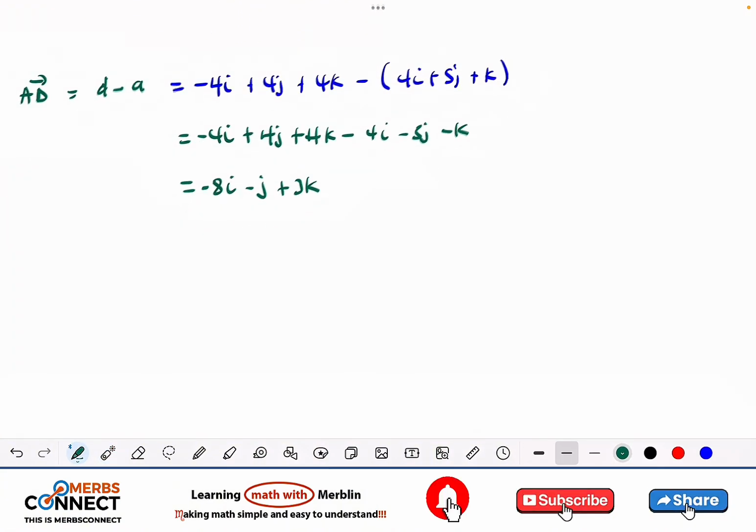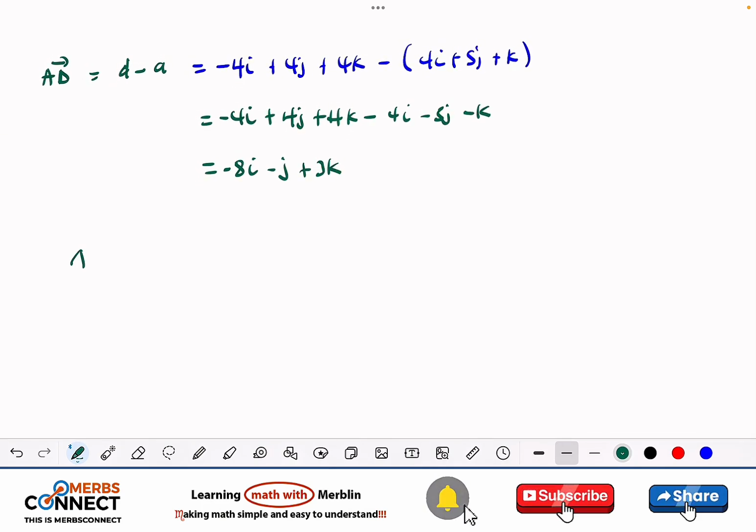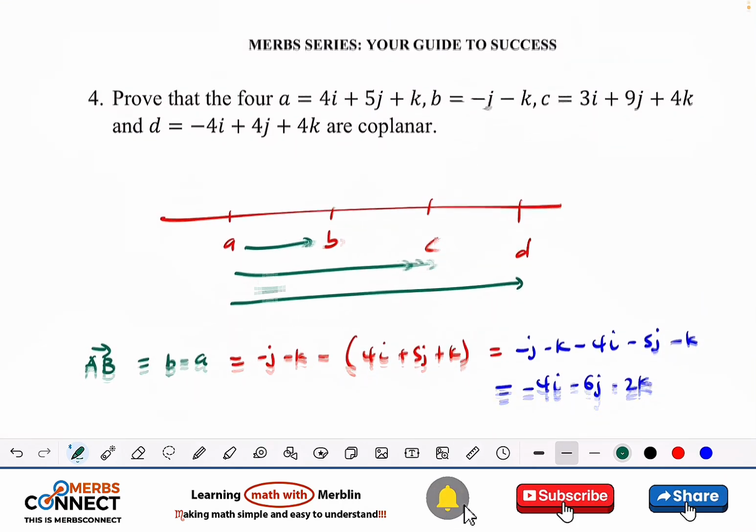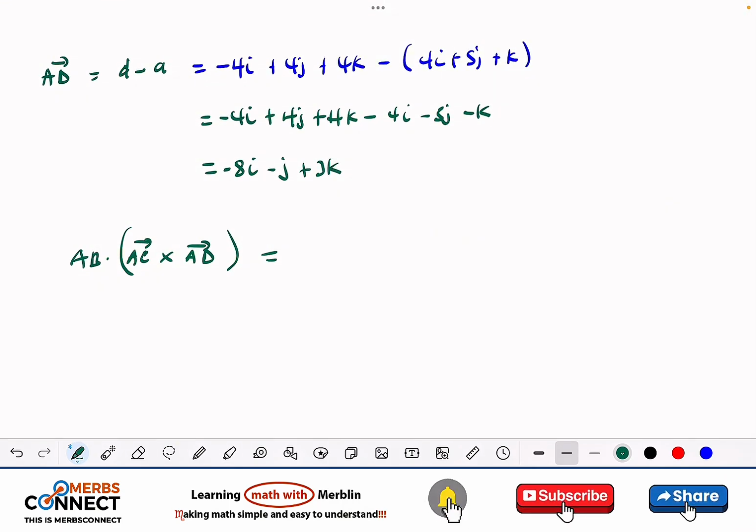So same thing, coplanar. For coplanar, when we find AB dot AC cross AD, you should be getting 0. So that's what we just need to do. Okay. So let's put them in, and then let's see what you are going to get at the end of the day.